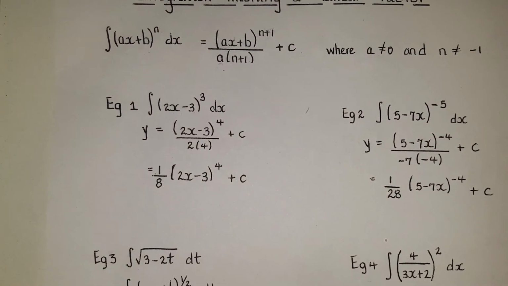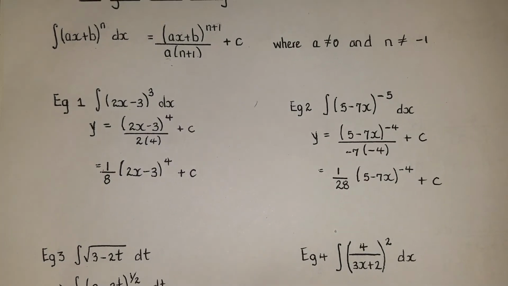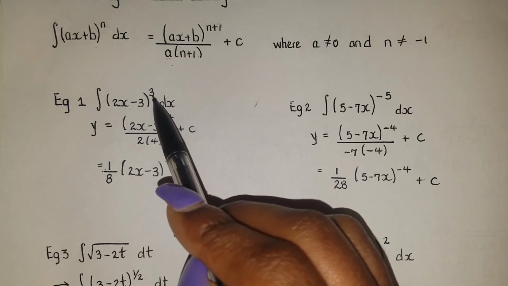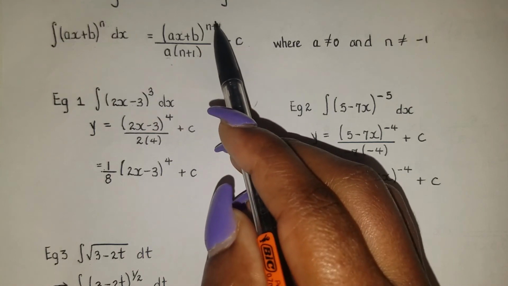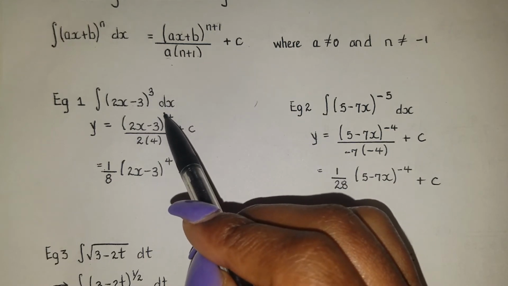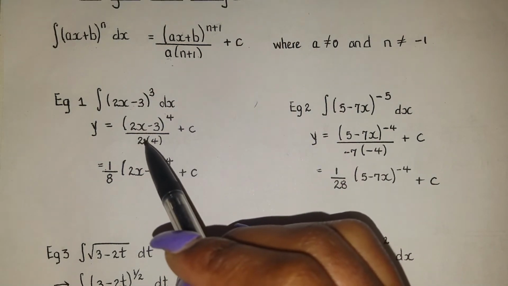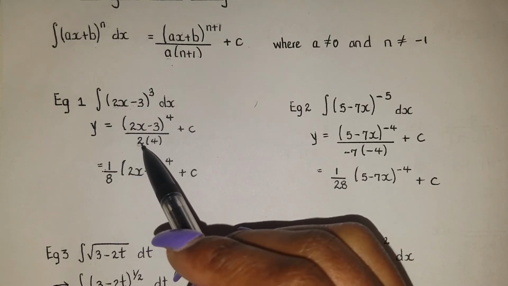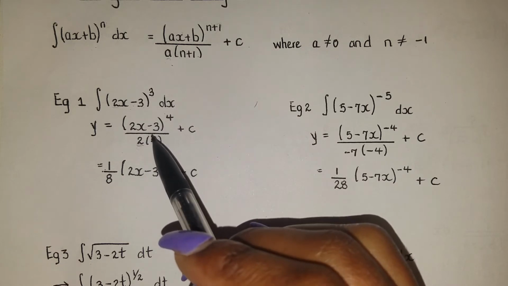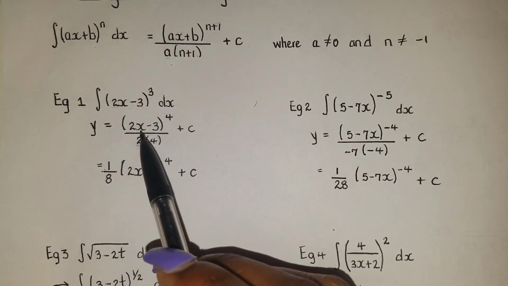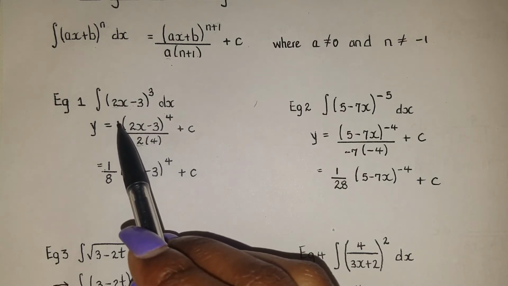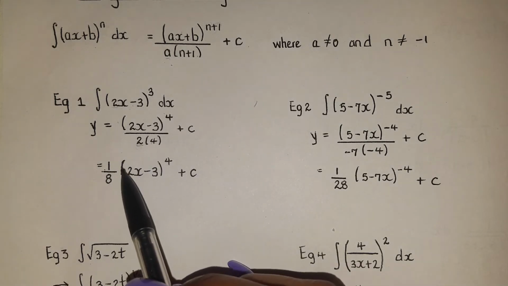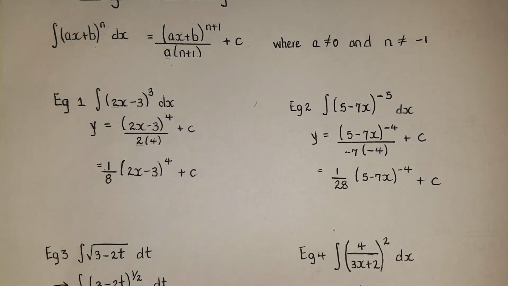Let's just look into the examples. In our first example, we have the integral of (2x - 3) all cubed. So we're going to add 1 to our power to get 4 and divide by 4. But notice this 4 gets multiplied by 2, which is the coefficient of x. So now it's 2 times 4, 8. And now this 8 goes up as 1 over 8, making our answer 1/8 (2x - 3) raised to a power of 4.